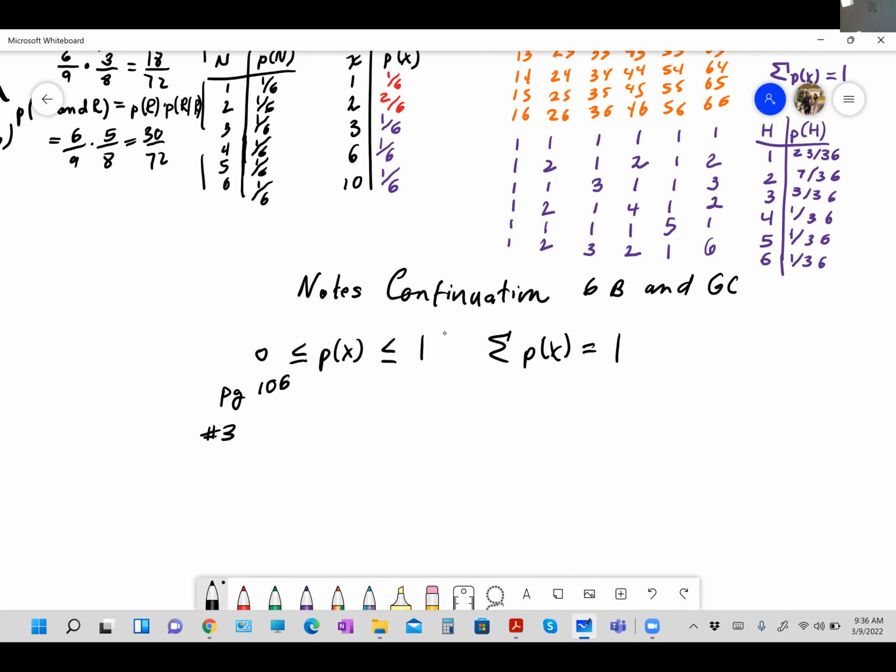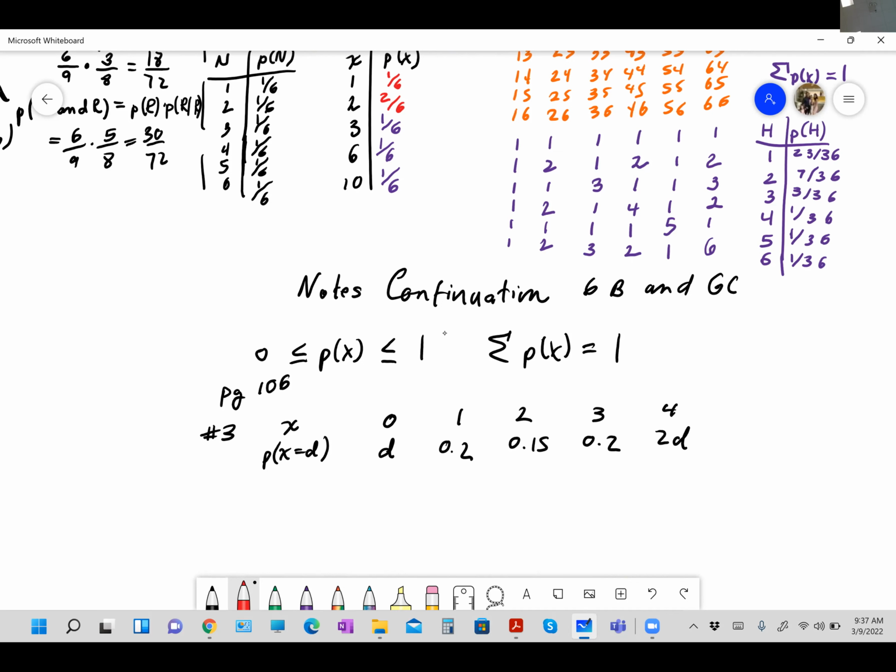For number 3, it says we have X and the probability of X equals D, 0.2, 0.15, 0.2, 2D. And so you're supposed to find D. Could you find D? How would you find D there? What will you do? Nicole, what will you do to find D?